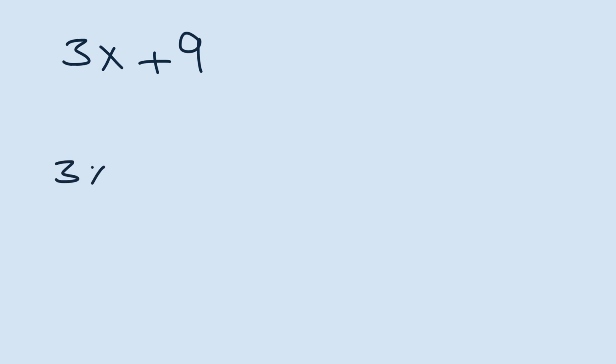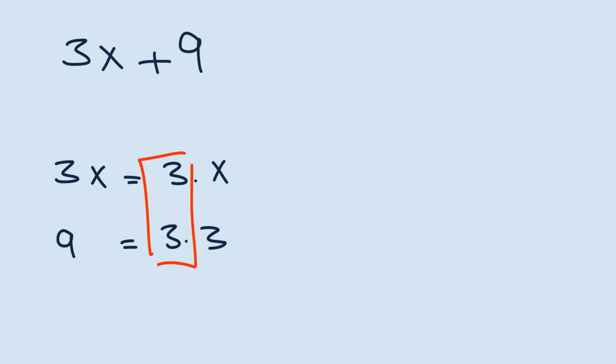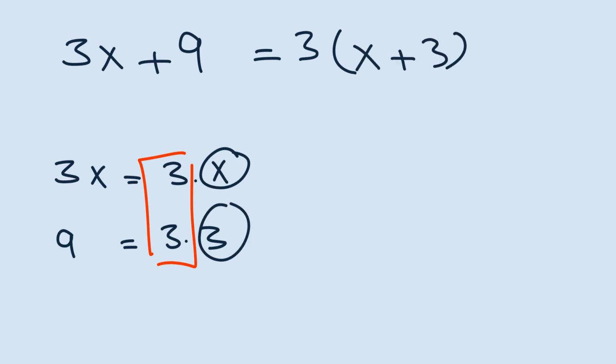As we said, I have to write each term in a separate line and start breaking down these numbers. So 3 is basically 3 times x and 9 is basically 3 times 3. So from here we can say that 3 is the greatest common factor. So the answer will be 3. Now I have to open parentheses and write all the other remaining numbers and terms. So I have x plus 3.